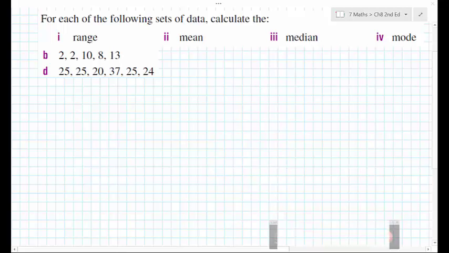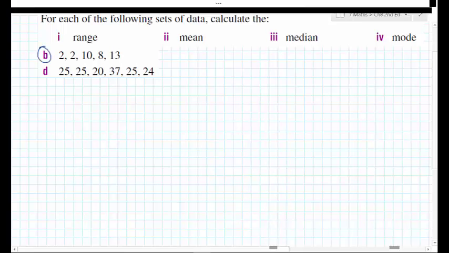Okay, so in this instance, for each of the following sets of data, it wants me to calculate the following. So let's have a look at B. For B, it wants me to calculate the range. Now, to calculate some of these, including the range and the median, I'm better off reorganizing my data. So what I'm going to do is organize it from lowest to highest.